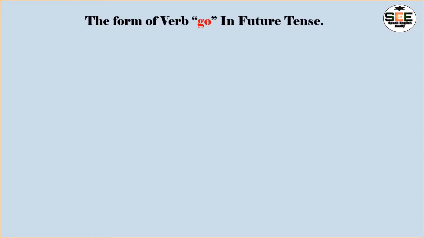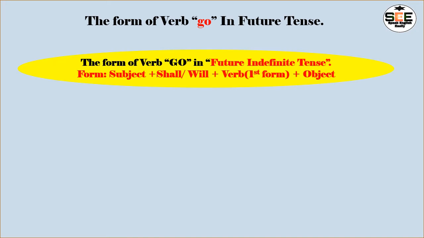Today I will inform you of a very important topic. The name of the topic is the form of verb go in future tense. Here we can see the form of verb go in future indefinite tense. It is formed as subject plus shall or will plus verb, first form of the verb, plus object.